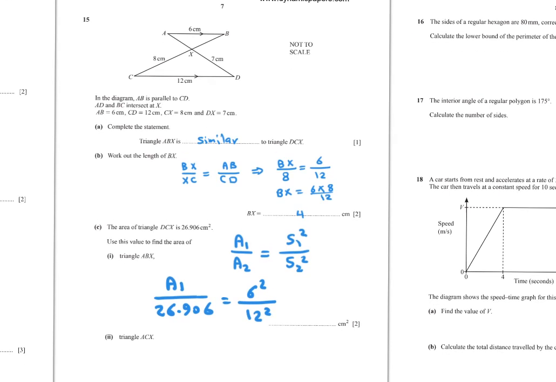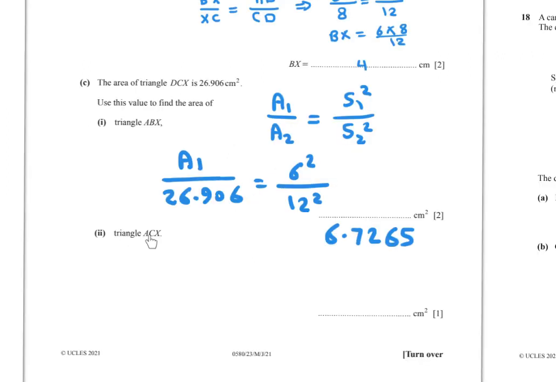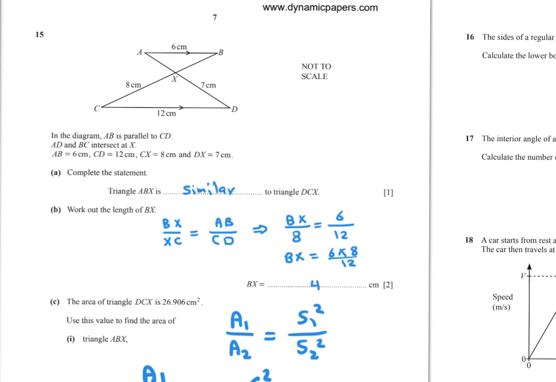Now cross multiply to find the area of the small triangle. So 6 squared times this number divided by 12 squared. What is the answer? So the answer is 6.65. Exact? Yes. Okay. Now we need to find triangle ACX. Now the area for this triangle, can you tell me what the area of this triangle equals? This one was 26.906.